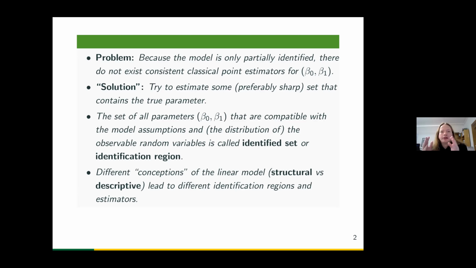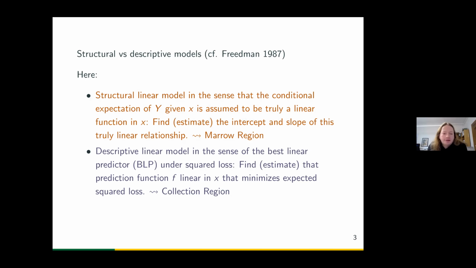So for this, we can, in the first step, think as if we had an infinite amount of data, and we only want to define identification regions. The identification region is, like it's written here, the set of all parameters which are compatible with the model assumptions. And of course, depending on the exact assumptions which you impose, you come to different identification regions. And here I would like to make a prototypic differentiation between what David Freedman has called structural models and descriptive models. I will explain it shortly.